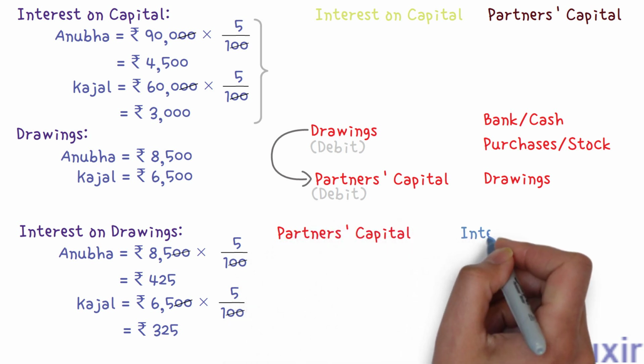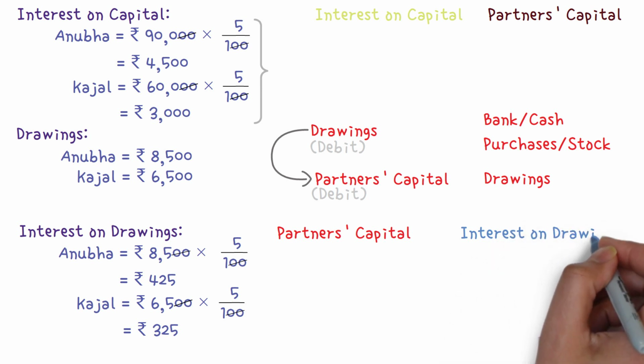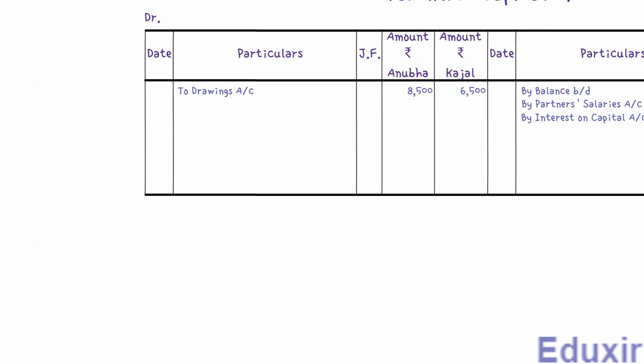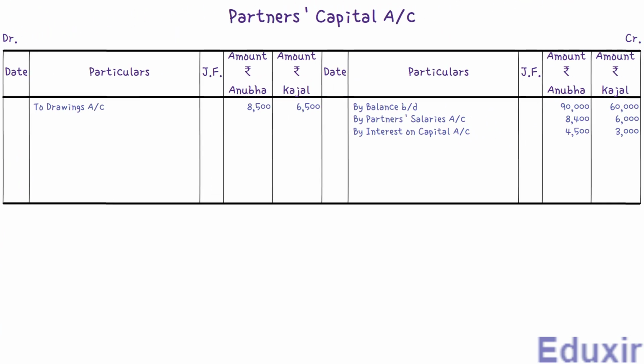Now, for posting this interest on drawings, we should debit the partner's capital account and create the interest on drawings account. Now, as the preparation of the interest on drawings account is not in the scope of this problem, let's leave out the interest on drawings related credit entry and let's directly post the partner's capital account related debit entries into the partner's capital accounts individually.